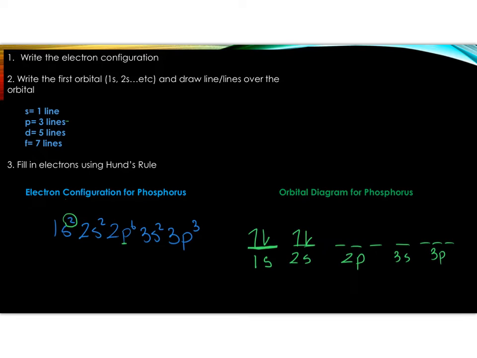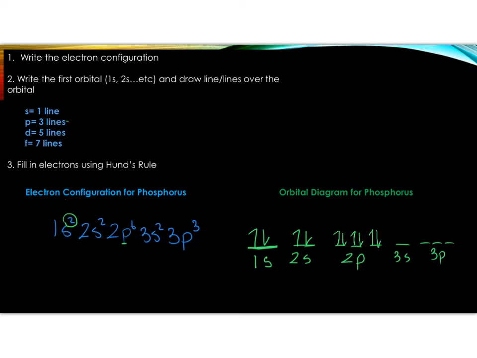Then we look at the next orbital. Our 2p has 6 electrons. So if you remember, Hund's rule says we fill in these electrons by just one, and then if needed we pair them up. So it looks like that, right?